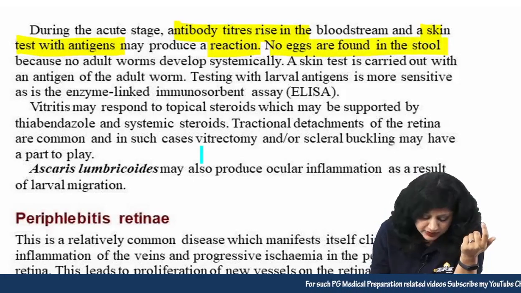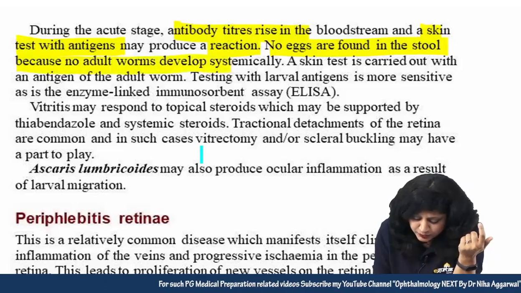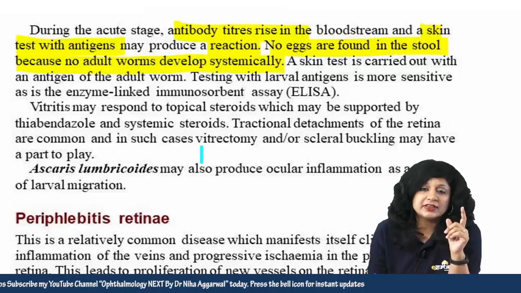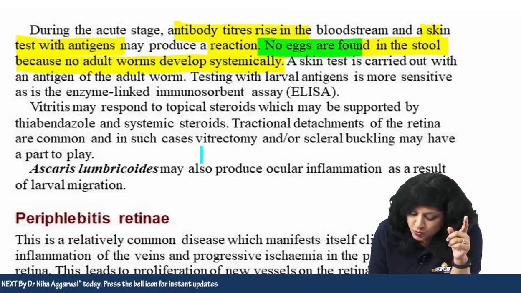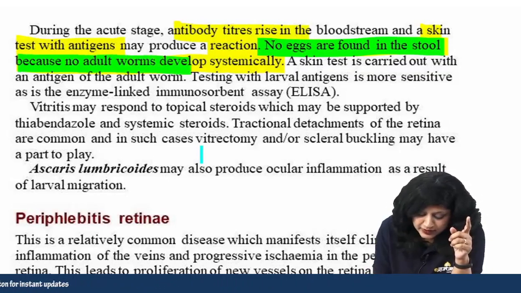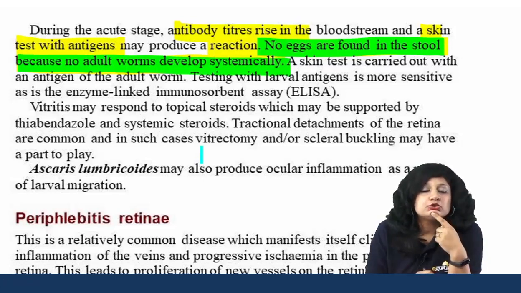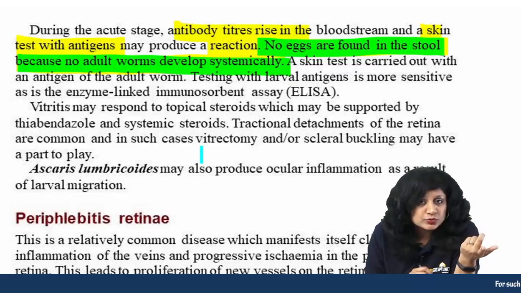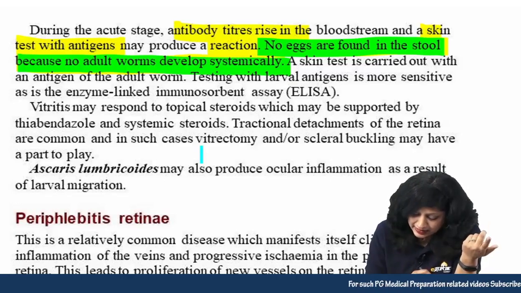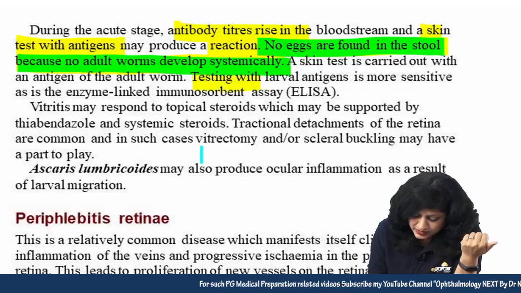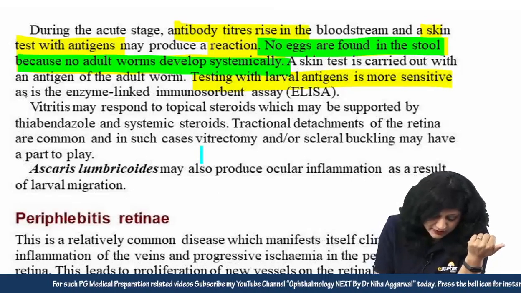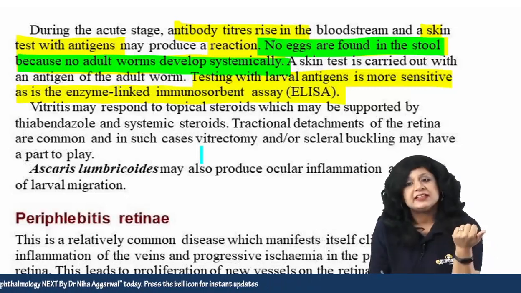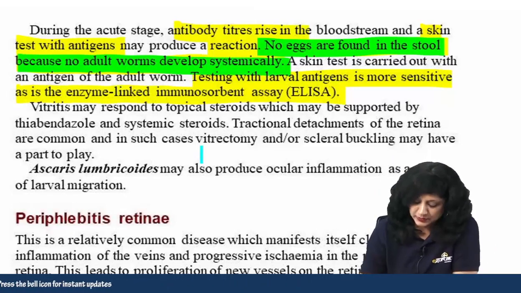No eggs are found in the stool because no adult worms develop systemically. An important thing is that when they give you a question, they will say that no eggs are found in the stool because no adult worms develop systemically. So eggs will not be there. A skin test will be carried out to find the antigen, and testing with the larval antigens is more sensitive, as is the enzyme linked immunosorbent assay. So ELISA is obviously good, you can do the testing with the larval antigens.